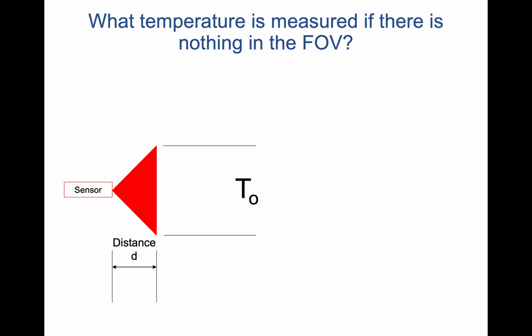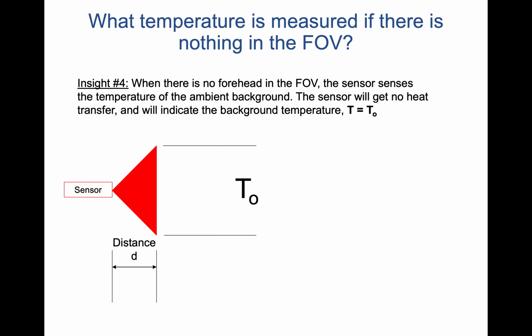What happens if there's nothing in the field of view? The person moves away or moves out of the field of view or moves so far away that the area of their forehead is negligible compared to the area that we're sensing. In either case, the sensor is looking at T0 now, and so clearly insight number 4 is when there's no forehead in the field of view, the sensor senses the temperature of the ambient background. Sensor will get no heat transfer and will indicate the background temperature. T is equal to T0. So we've got 4 insights now.